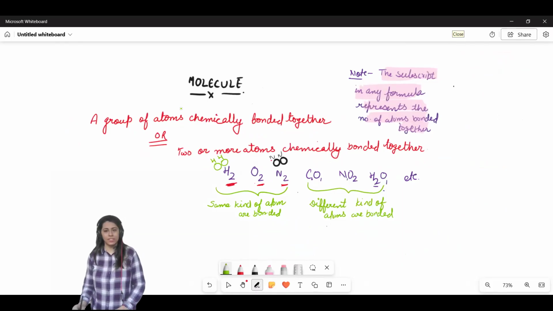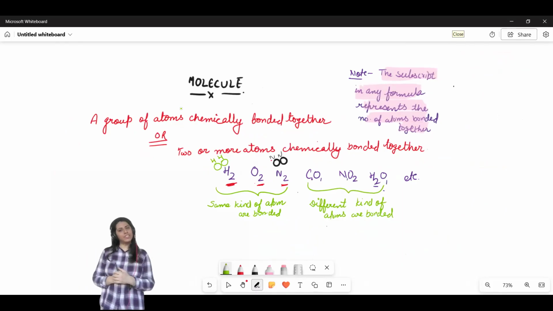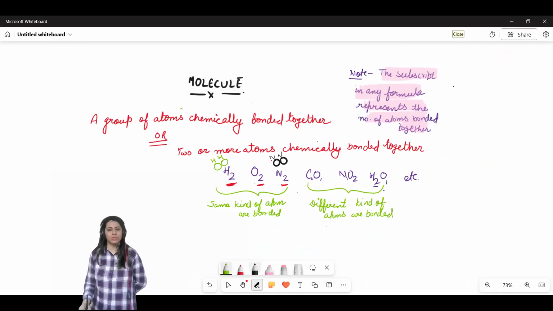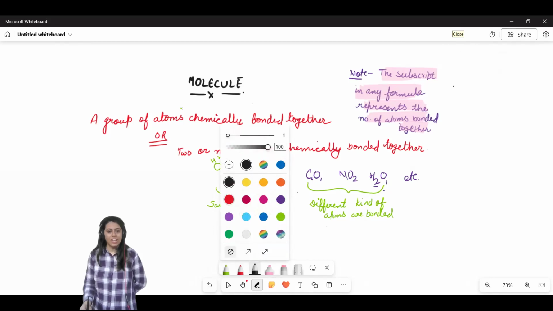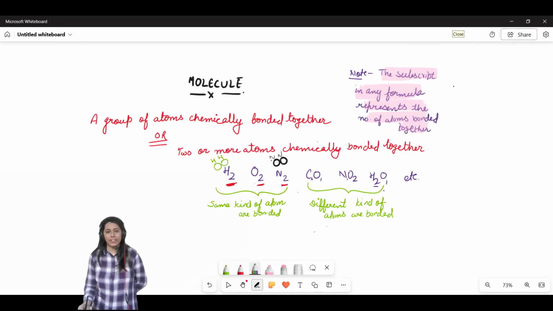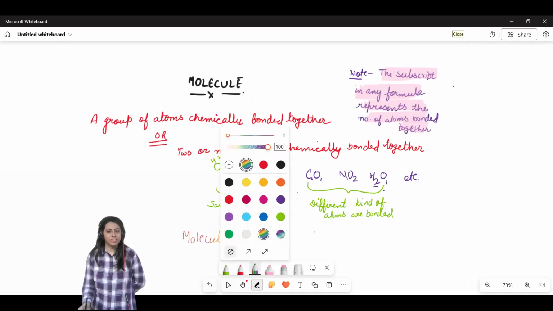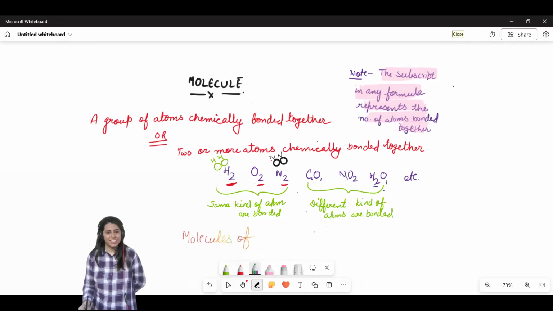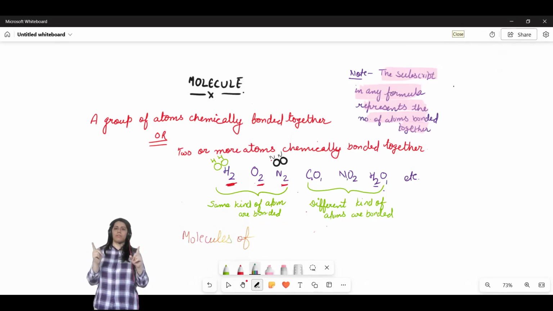Now, do we have different terms for these molecules? Yes, you're thinking right. We have different terms for these molecules. Now, dear children, these molecules that have the same kind of atoms bonded together are called molecules of... guess. Okay, I'll give you options: elements or compounds, like molecule of element or molecule of compound.